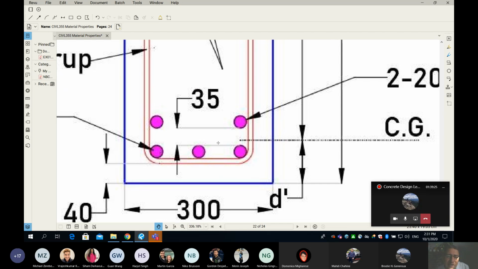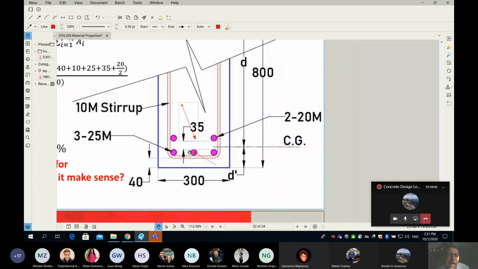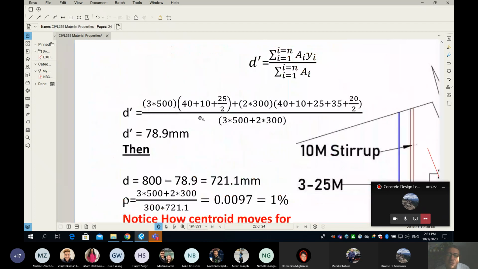Okay, I'm going to show you here. Guys, listen. Here is the centroid of the first layer, same as question number 1, and here is the centroid of the second layer. What you want to do is multiply the area of the first layer by where its centroid is from the datum, which is simply cover plus stirrup plus half bar. And then you add to that the area of the second layer multiplied by how far its CG is from the same datum. You will see those numbers in action here in my math.